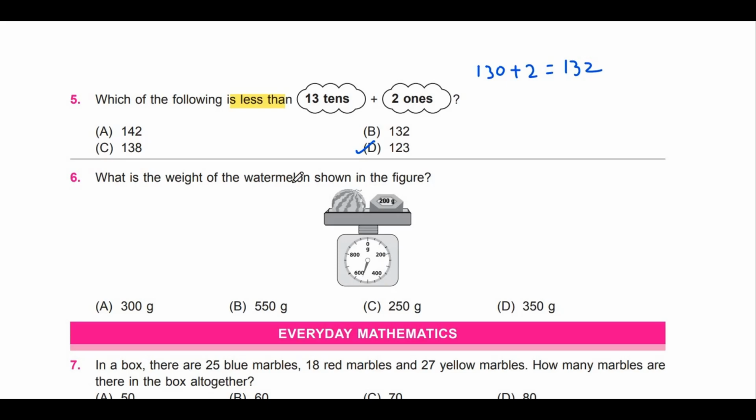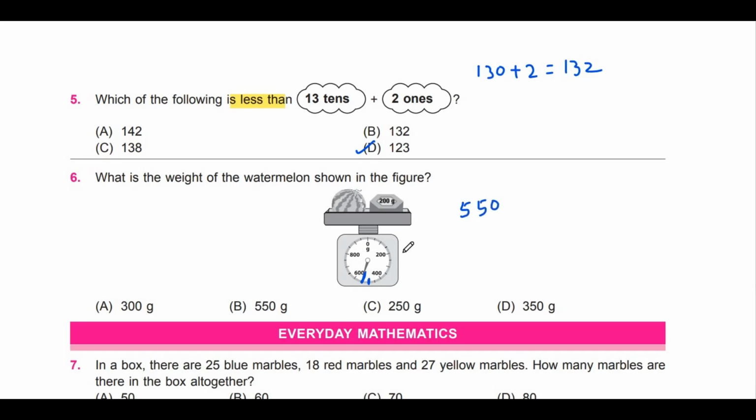What is the weight of the watermelon shown in the figure? So here we have the weighing scale, we have the watermelon here, and the weight is given here. As you could see, the weight given here is 400, here it is 600. The small pointer which is marking here, this is 500. So the pointer which is marking is between 500 and 600, which is here exactly in the center. So the weight here is 550.